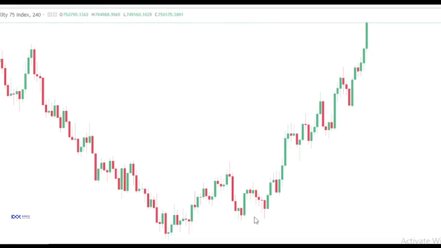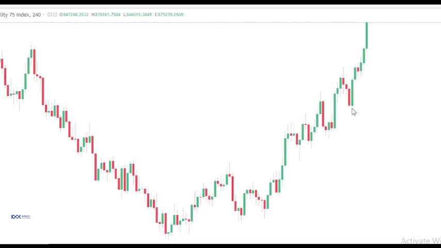Now you can see that this price is clearly trending up. You can see the price making higher highs and higher lows, or swing highs and swing lows. After you have seen that this price is trending up, you can see that the price is clearly going up. The direction of the price is upward.